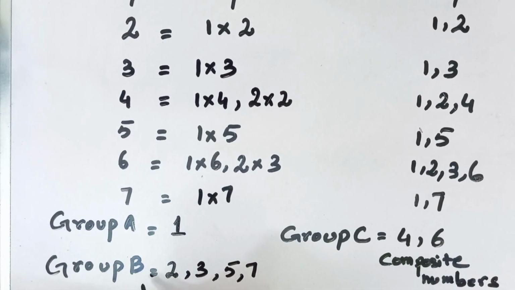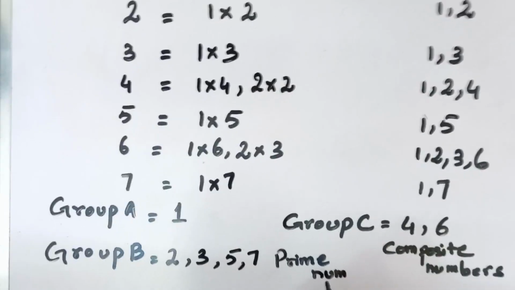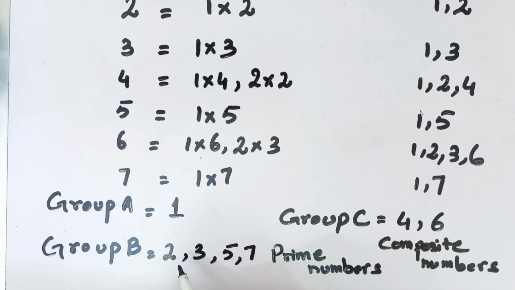And the numbers in Group B are called prime numbers. Now, prime numbers are the numbers that have exactly two factors, 1 and itself. And composite numbers are the numbers that have more than two different factors.